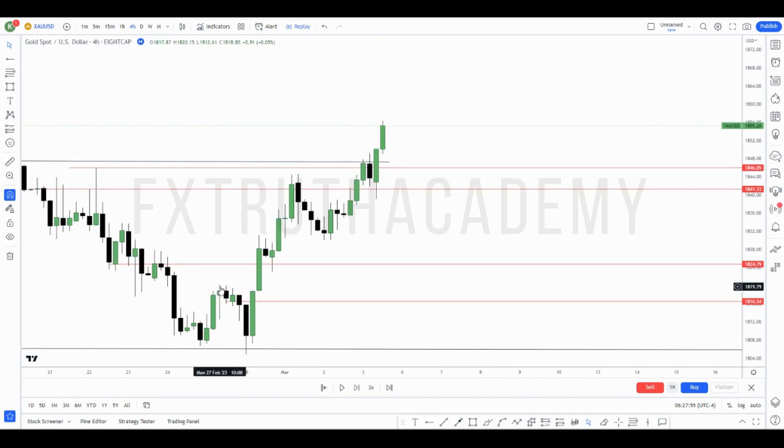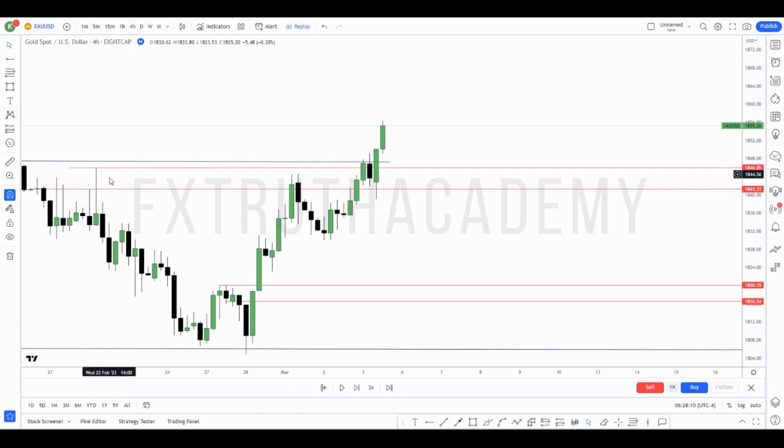So I have a breaker block right here. This is a breaker block. This low that ran out, this low, this high automatically becomes a breaker block. So I'll refine this entry down to this zone right there. And you can see it also rhymes with this particular fair value gap right there. So this is my order block high, my order block open.